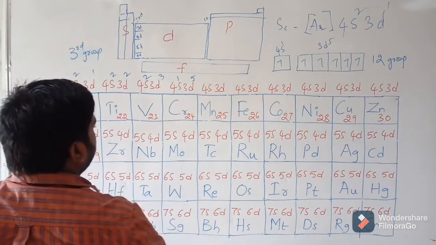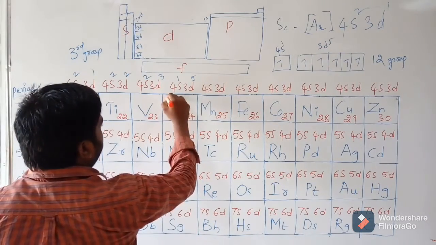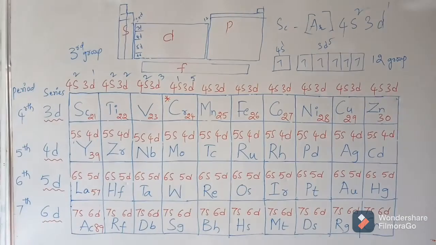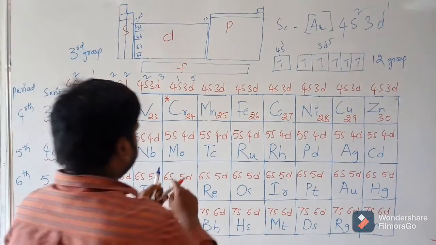Most important, this one: what is the stable electron configuration of chromium? 4s1 3d5. Okay, next.